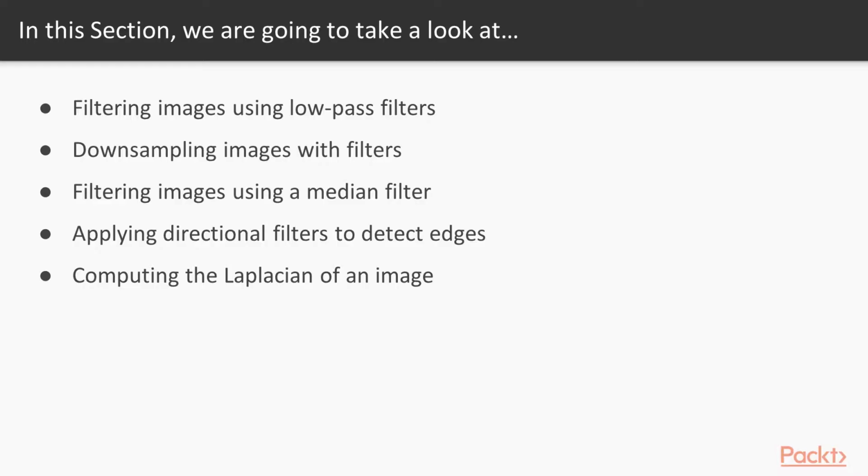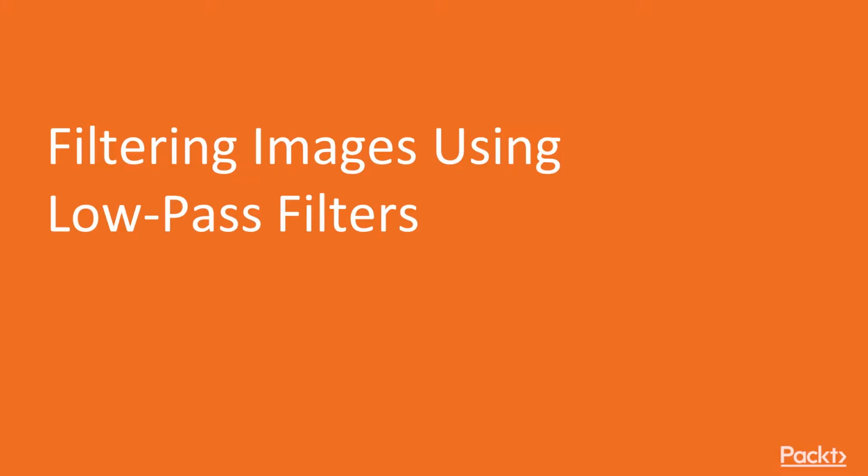In this section, we will first learn how to filter images using low-pass filters. We will then move on to downsampling images with filters. Then we will learn how to filter images using a median filter. We will also learn how to apply directional filters to detect edges. Finally, we will compute the Laplacian of an image. So let's begin with the first video, filtering images using low-pass filters.